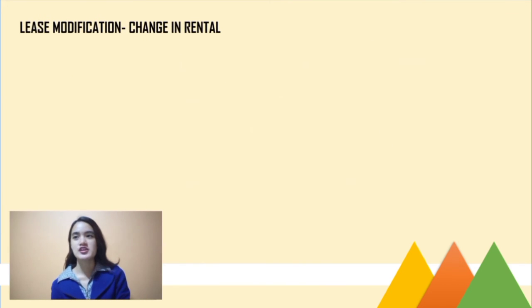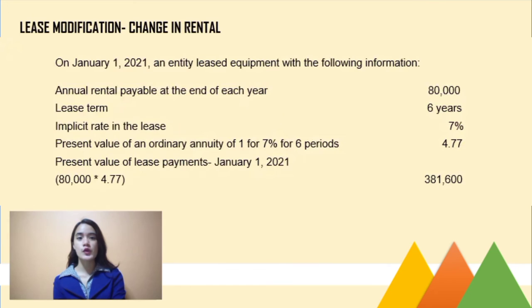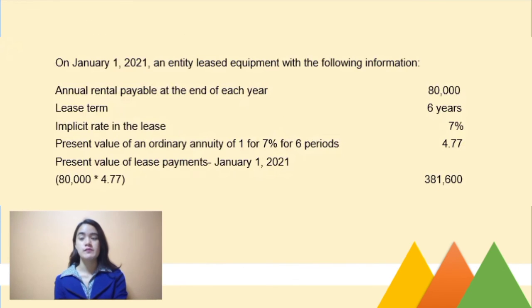So, next topic tayo sa lease modification, change in rental. This is the last topic for the chapter 11. So, scenario, on January 1, 2021, an entity leased equipment with the following information. Annual rental payable at the end of each year, 80,000 pesos. Lease term natin ay 6 years. Implicit rate, 7%. Present value of the ordinary annuity of 1 for 7% for 6 periods, 4.77.